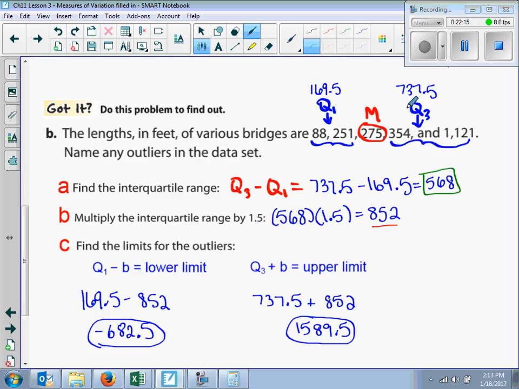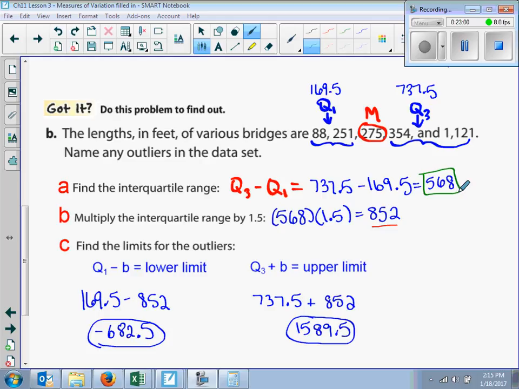Then, for the third quartile, we're going to find the median of the upper half. And again, there's only two numbers there. So to get to the median, we're going to add them together and divide by 2. When we add 354 plus 1,121, we end up with 737.5. So now we want to find the interquartile range. To find it, we're going to subtract quartile 3 minus quartile 1. So we have 737.5 minus 169.5, which gives us 568.